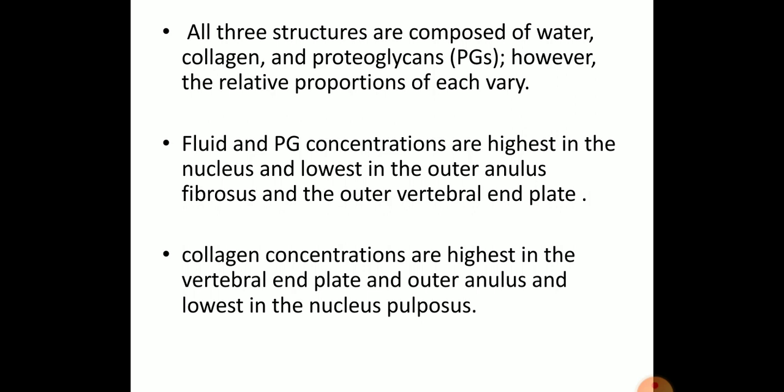When it comes to the annulus fibrosus, there is a high concentration of collagen compared to the nucleus pulposus. Each of these structures has its own composition of water, collagen, and proteoglycans, and it varies depending on its function. Fluid and proteoglycan concentrations are highest in the nucleus and lowest in the outer annulus fibrosus and the vertebral end plate.